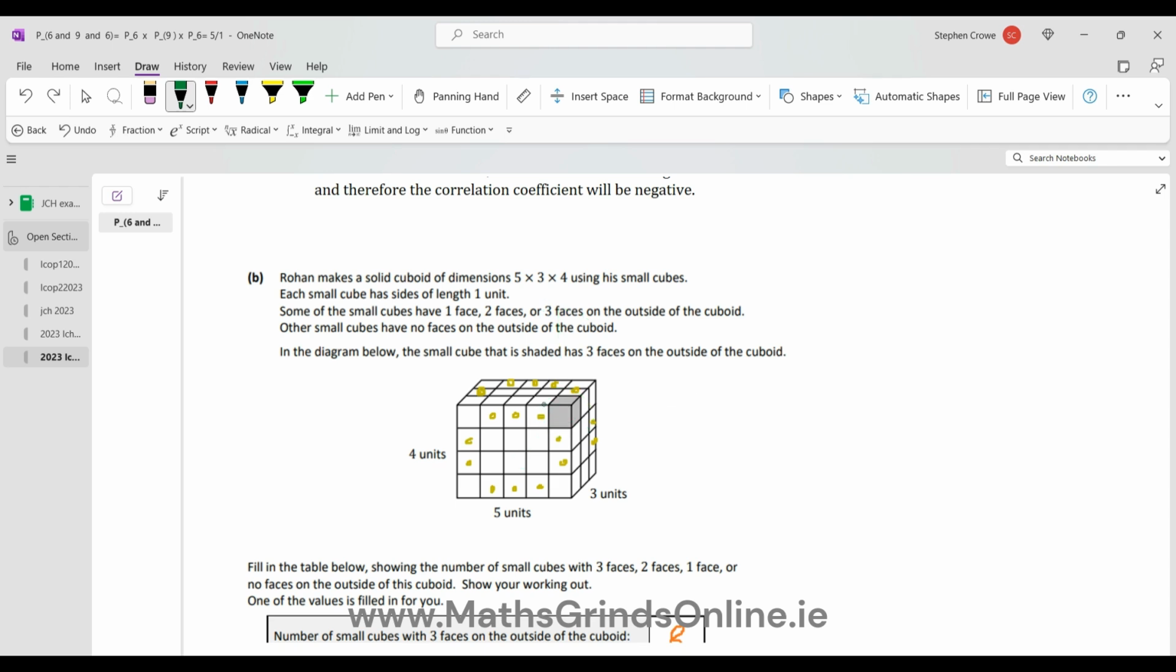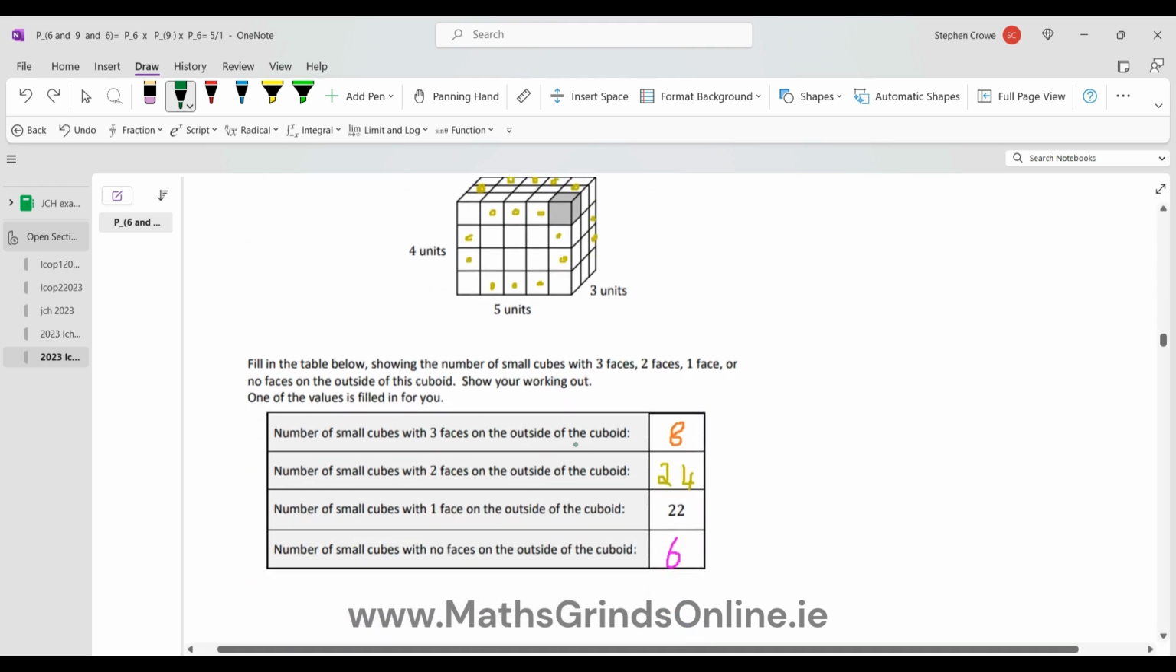If you look at the block right next door to it, there's one facing up and one facing out this way, but there's nothing going out this way because the grey block is blocking it. Other small cubes have no faces on the outside of the cuboid. They're obviously the ones in the middle. In the diagram below, the cubes are shown. Fill out the table.